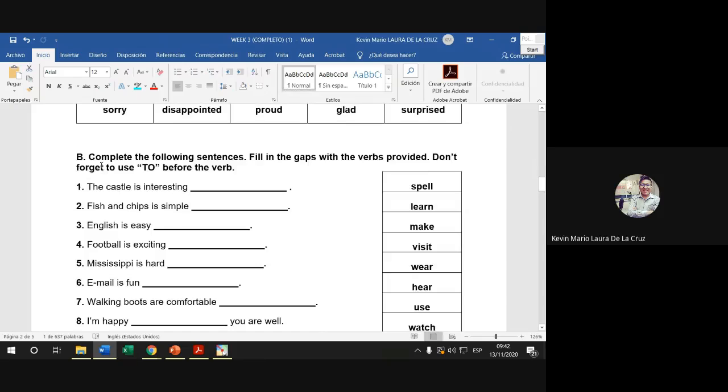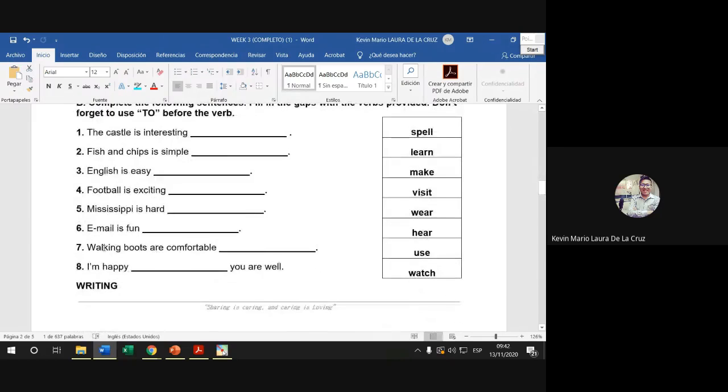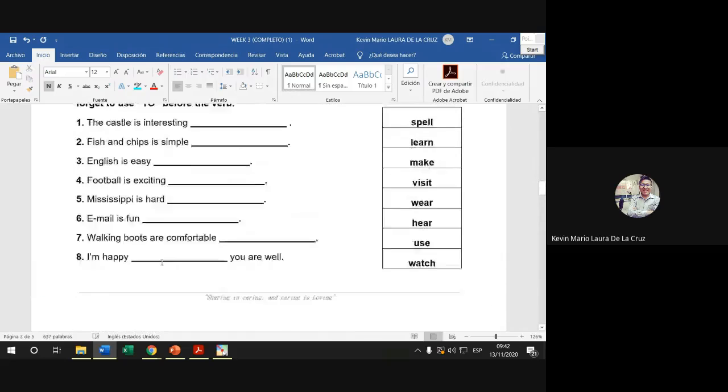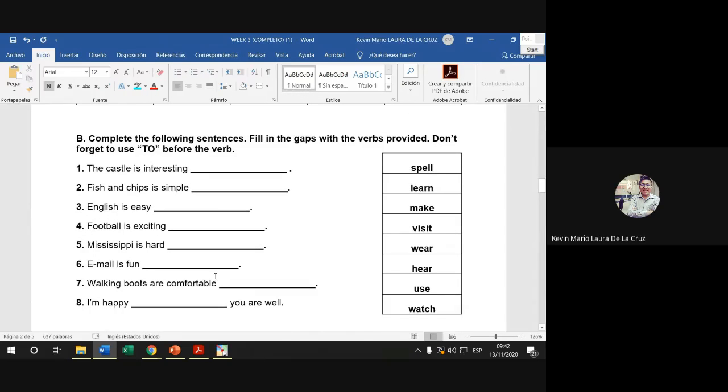Here says complete the following sentences, fill in the gaps with verbs provided. Don't forget to use to before the verb. So here we have to put yes or yes to and after the verb, right? Sí o sí vamos a poner todas las oraciones to, like in the song. You put the verb in the best way, in the best sentences. Yeah, but remember it has to make sense. Got it? All right.